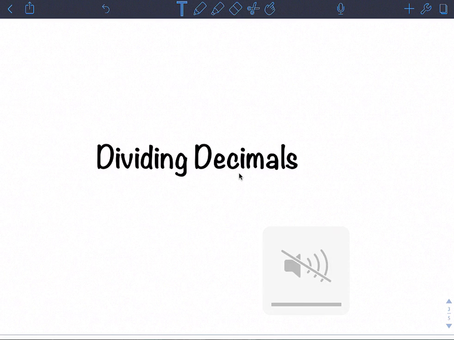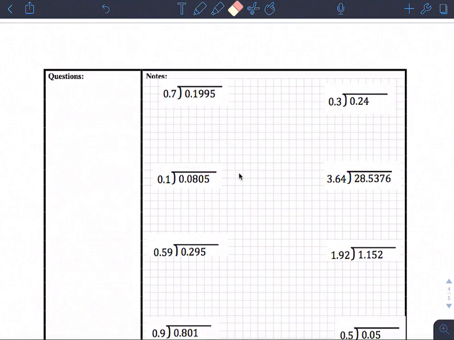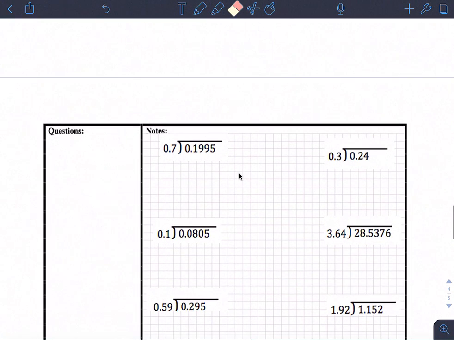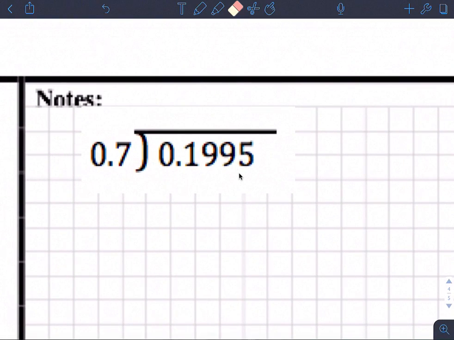Okay, so today we're going to go over how to divide some decimals. So here are some practice problems. We'll start with this first one. We have 1,995 10,000ths divided by 7/10. If you would see this problem written a different way, it would be written like this.